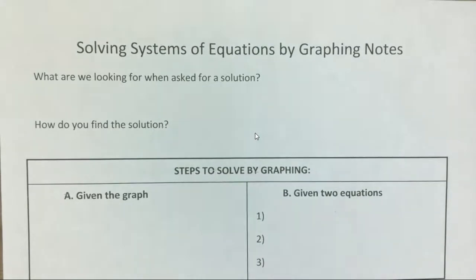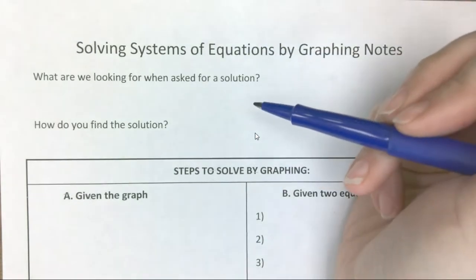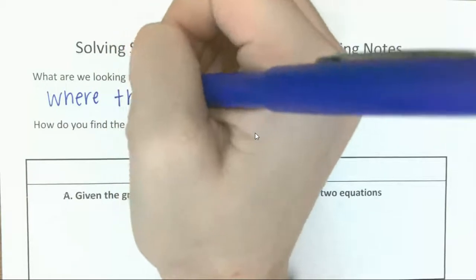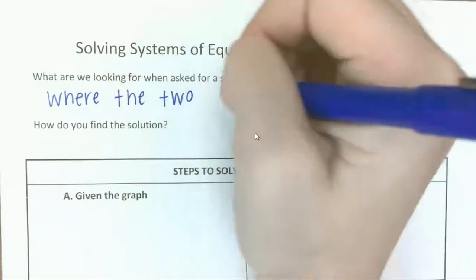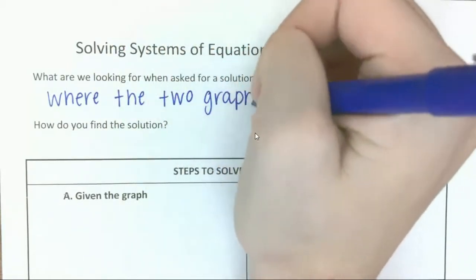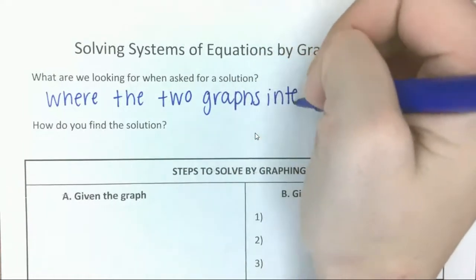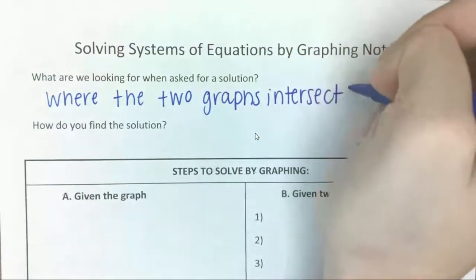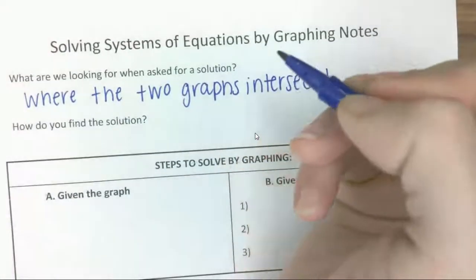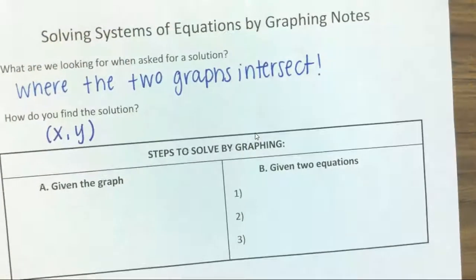Today we're going to practice solving systems of equations by graphing, and we'll be using our calculator to help us. So when we are trying to solve a system of equations by graphing, we are looking for where the two graphs intersect. And depending on how you find the solution depends on if you're given the graph or two equations. But either way, I'm always going to write my answer as a point, x comma y.